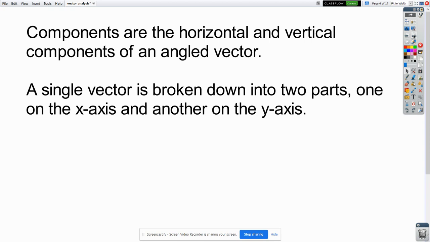If an object is moving 30 meters per second up and to the right, we know there's going to be a part of that motion that takes it to the right, and there's going to be a part of that motion that takes it upward. When we break it down into what specifically that motion to the right is and what that motion upward is, we're breaking it down into its component vectors.